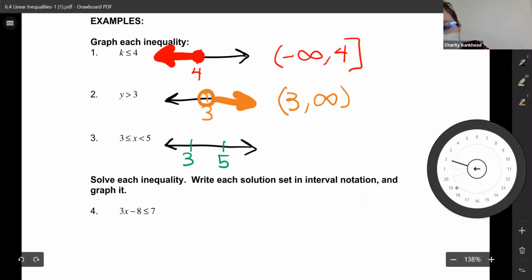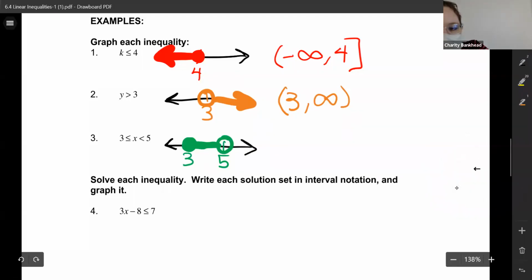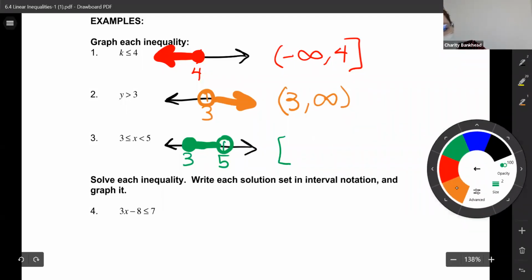So with the 3, it's going to have a solid circle because it has the or equal to. And then with the 5, it's going to have an open circle. And then we're going to shade the middle because it can be anything in between there. And for my interval notation, it would be bracket 3, comma 5, parentheses.